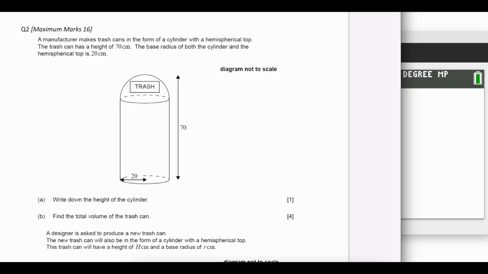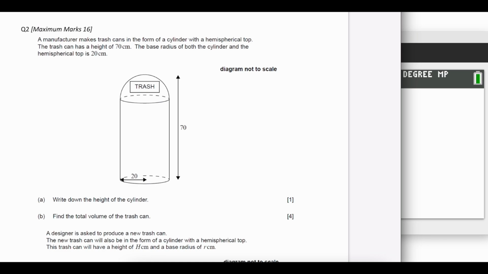Paper 2 style question. For this one, we have a manufacturer that's making trash cans in the shape of a cylinder with a hemisphere, so half of a sphere or ball, on the top of it. And we need to write down the height of the cylinder.